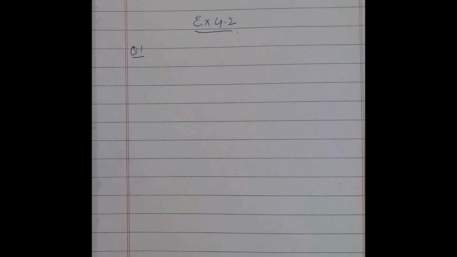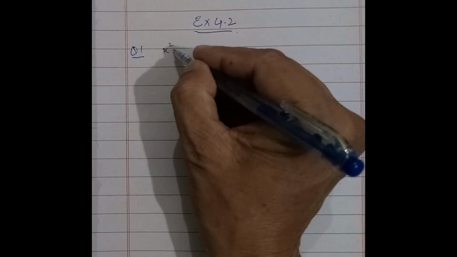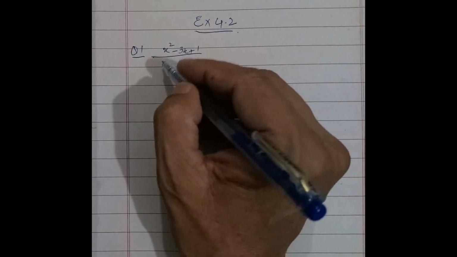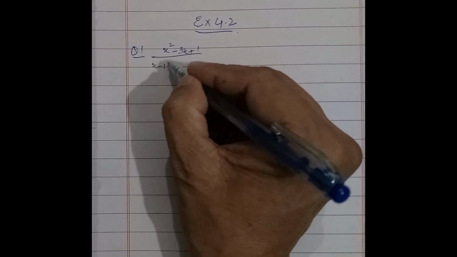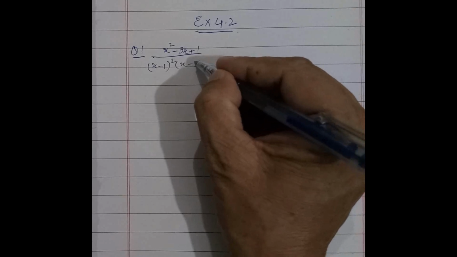Question number 1. x square minus 3x plus 1 over x minus 1 whole square into x minus 2.